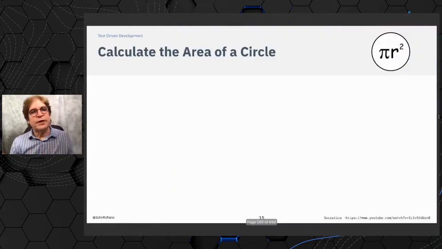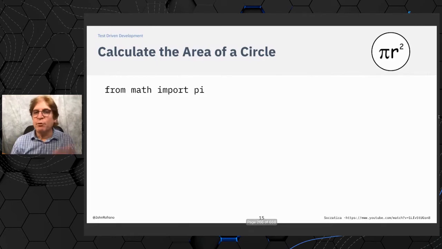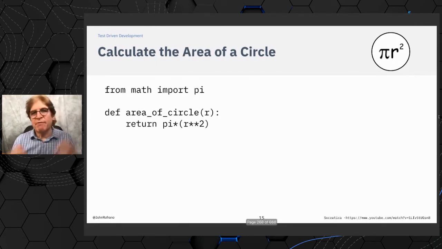So here's a test case study, right? Think about this. This is just calculating the area of a circle. And pi r squared, for those of you who don't remember, pretty simple, right? So I import pi from math, I define a function, area of a circle, and I return pi times the radius squared. What could be simpler, right? Done. Push to production. We're done.